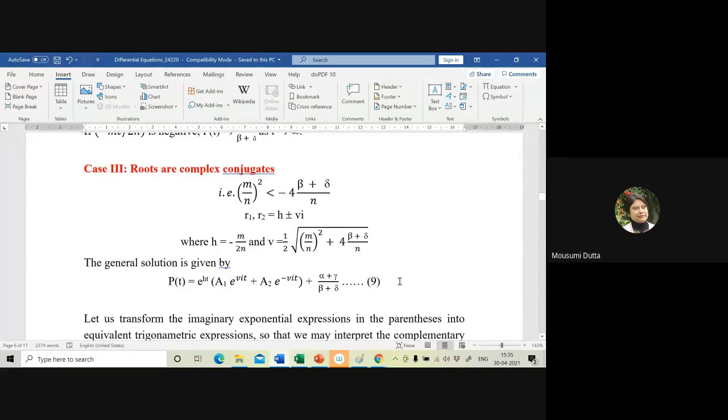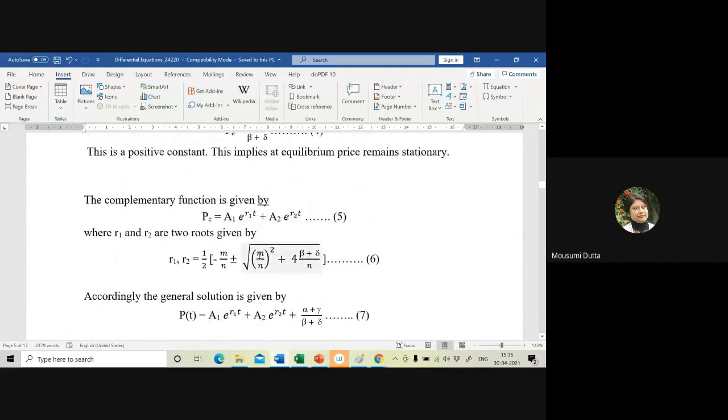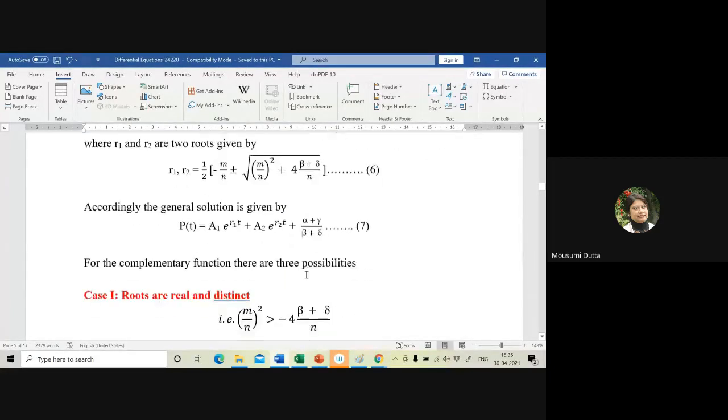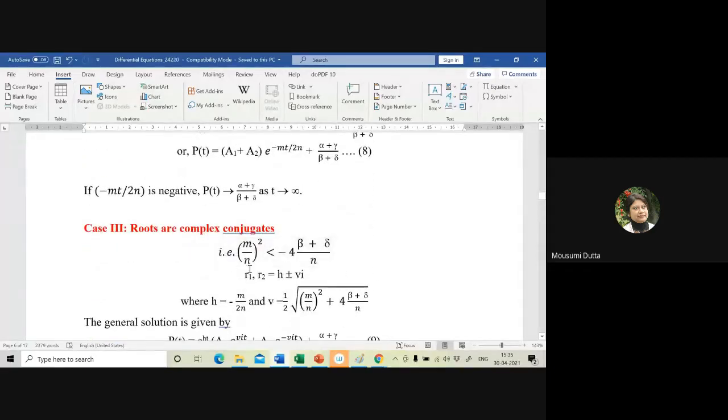Okay. So if we look at the nature of the discriminant, the roots will be complex conjugates if (m/n) whole square is less than -4 (beta plus delta)/n. So once again, let's look at the structure of the roots. This is the root, and this is the discriminant part. If this part is less than this part, in that case there will be the problem. If (m/n) whole square is less than -4 (beta plus delta)/n, in that case there will be a problem.